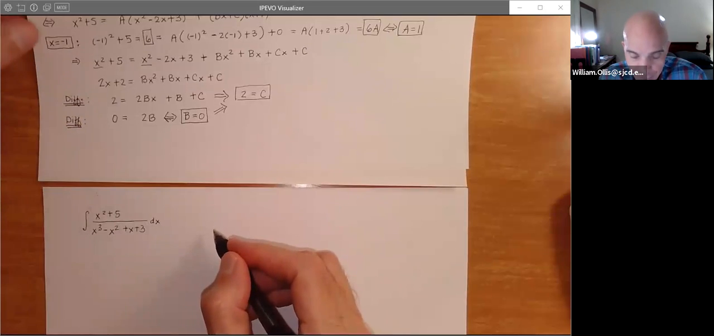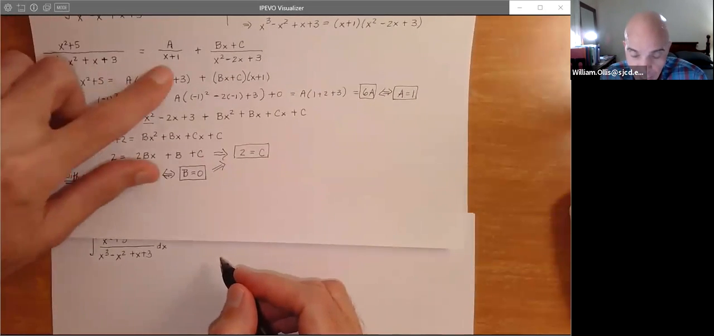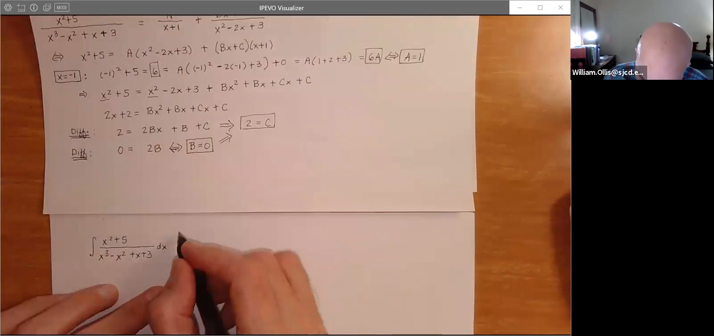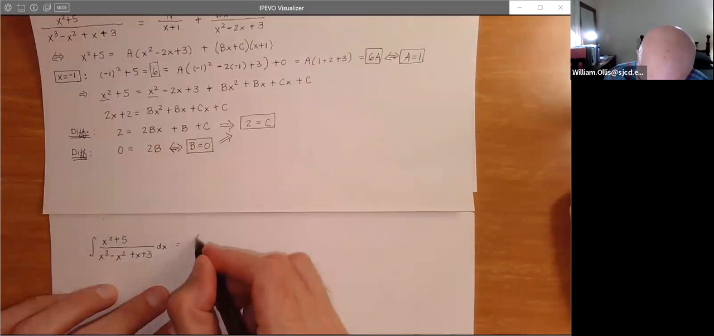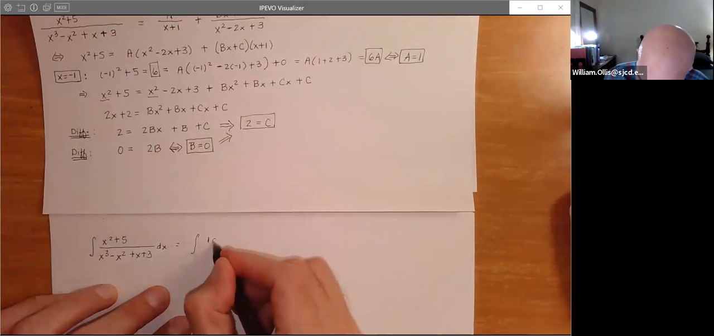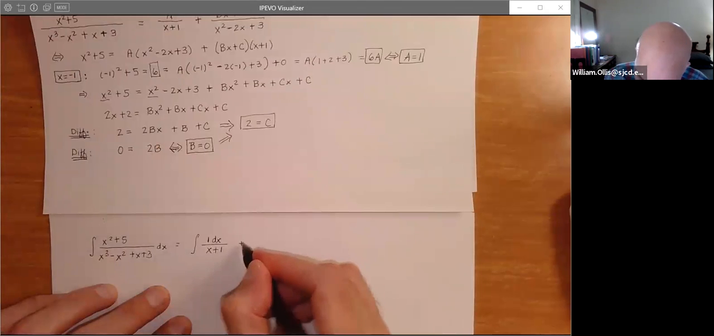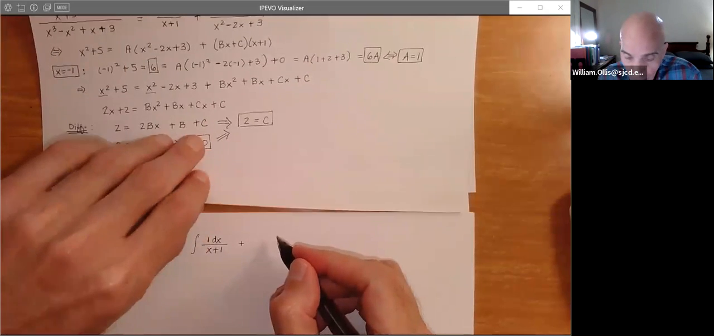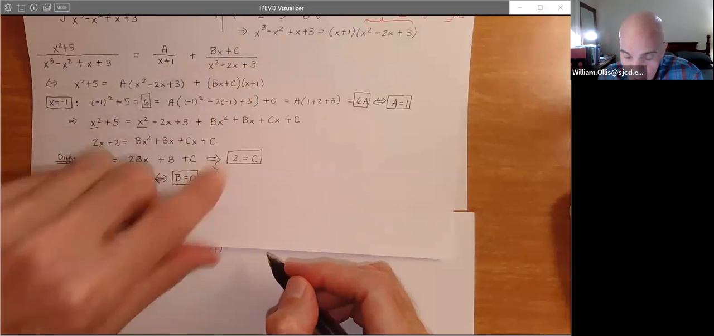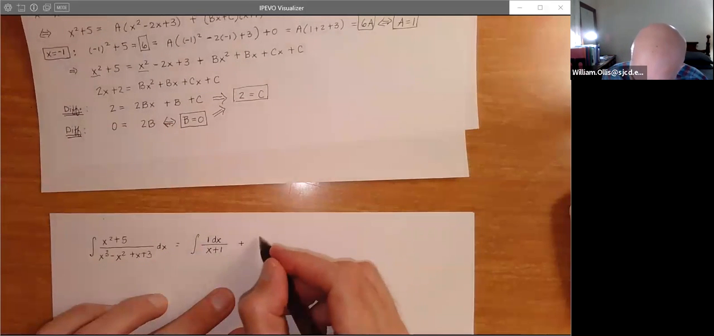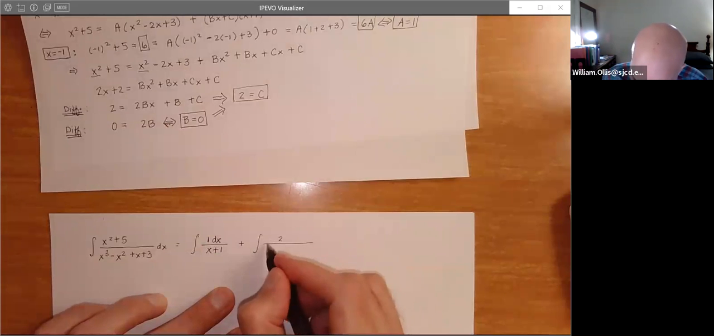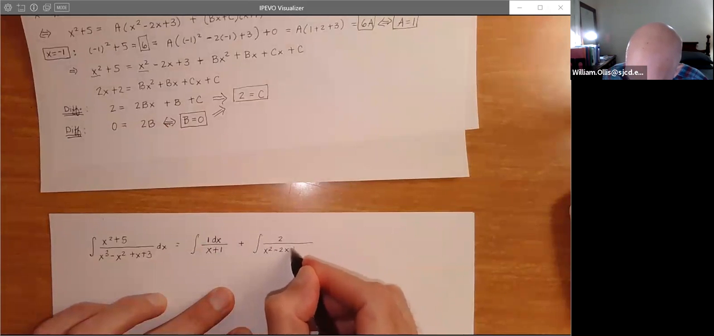We have a, I'll just move this down. We have a, which is what? 1. So this gives us the integral. I'll just put the 1 there for effect, 1 dx over x plus 1, real simple integral there. And then plus, well, notice here, we have the b is 0 and the c is 2. So we get 2. And then, of course, we have x squared minus 2x plus 3.